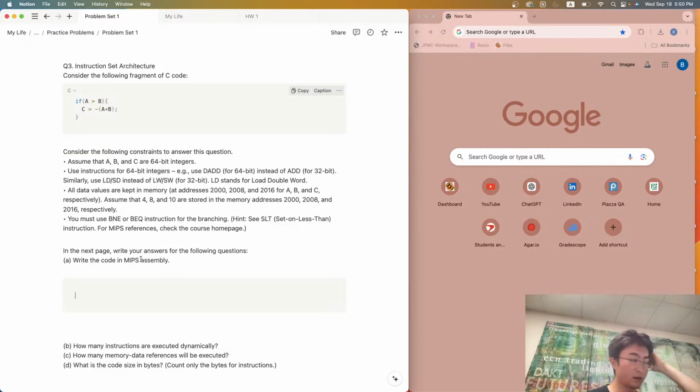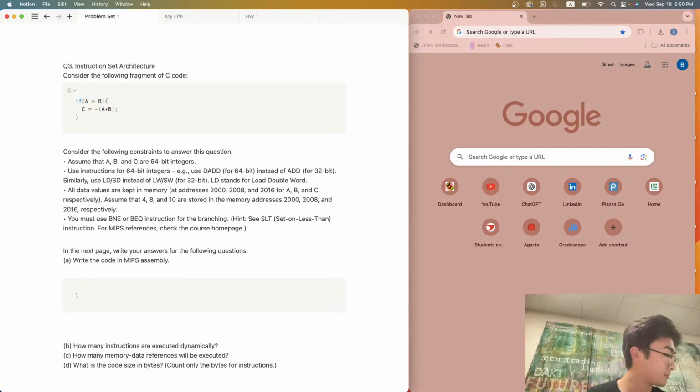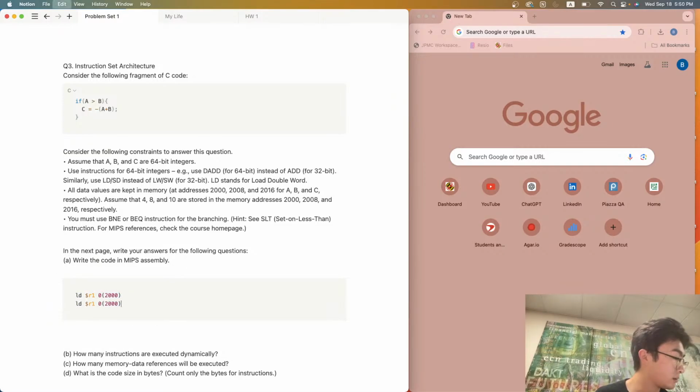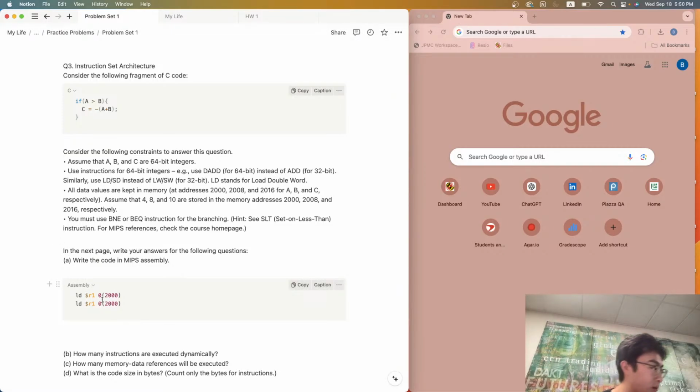Alright, so let's load double word and throw this into register 1. And I think what we need to do is we actually need to access this memory address, so I think we could just straight hardcode this for A, B, and C. Yeah, I think if we do this, this is okay.